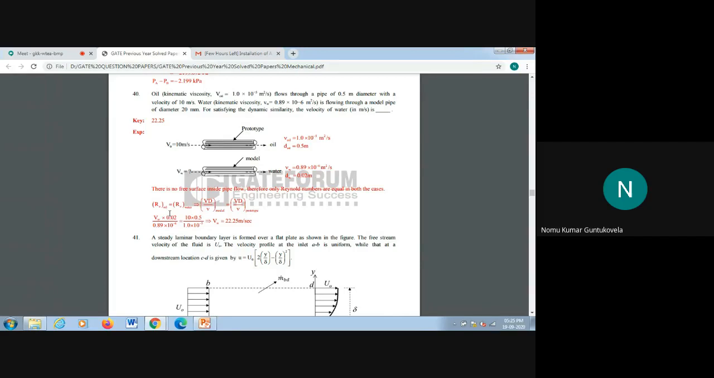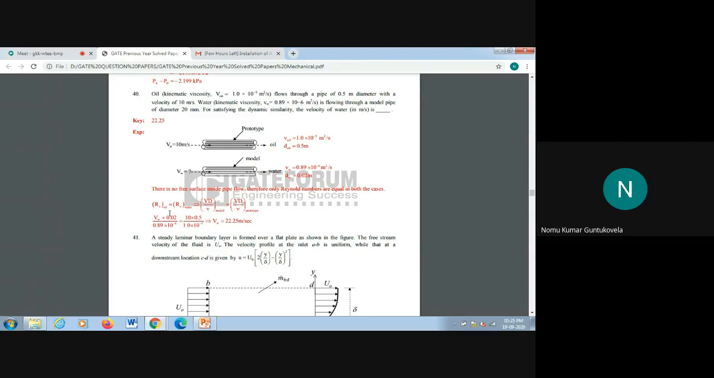At the same time, with the help of the Reynolds number, we can conclude whether the flow is laminar, turbulent, or transition. If the Reynolds number is less than 2000, the flow in the pipe is laminar. If the Reynolds number is more than 4000, the flow is turbulent. If it is between 2000 and 4000, the flow is transition.